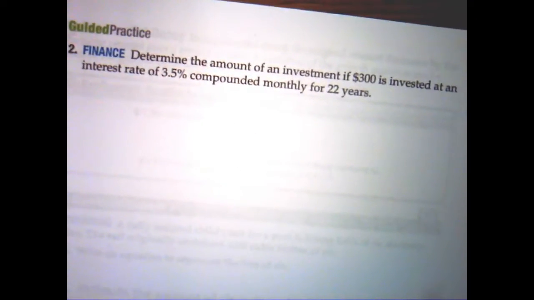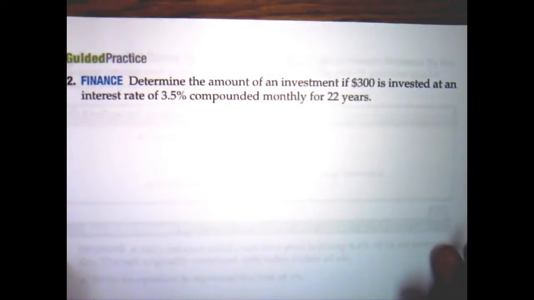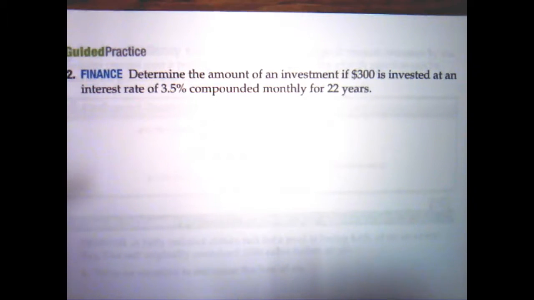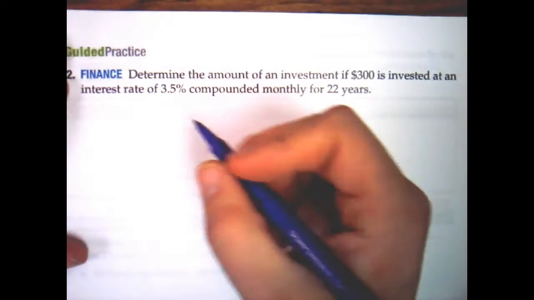All right, go ahead and try the guided practice number 2 on your own. I'll be back in a minute to go through it with you. Okay, we should be back from trying number 2. Let's talk about it. Determine the amount of an investment if $300 is invested at a rate of 3.5% compounded monthly for 22 years. Okay, that's a long investment.